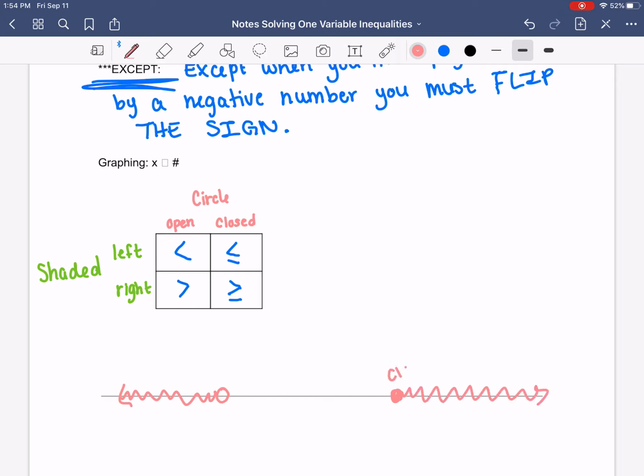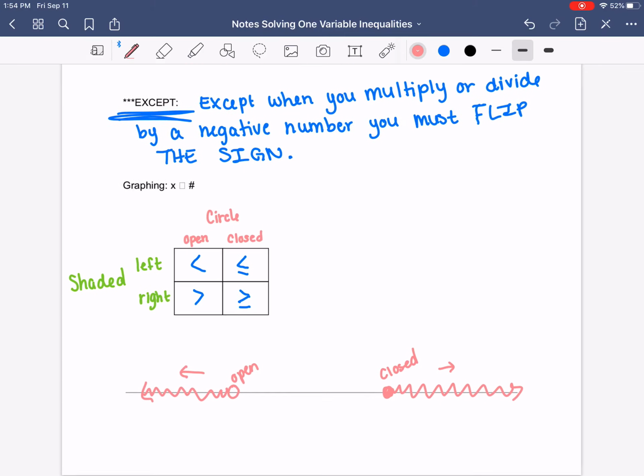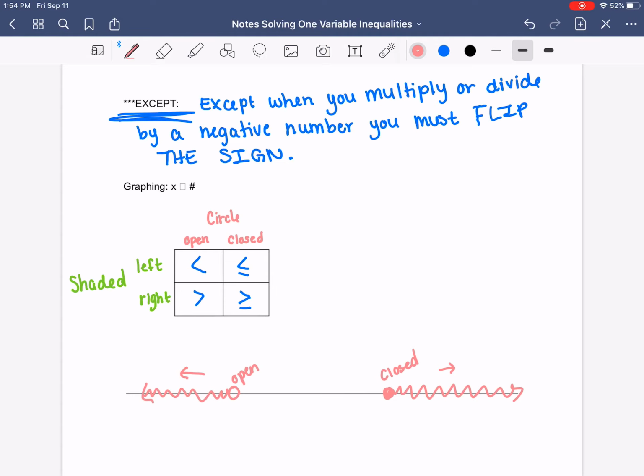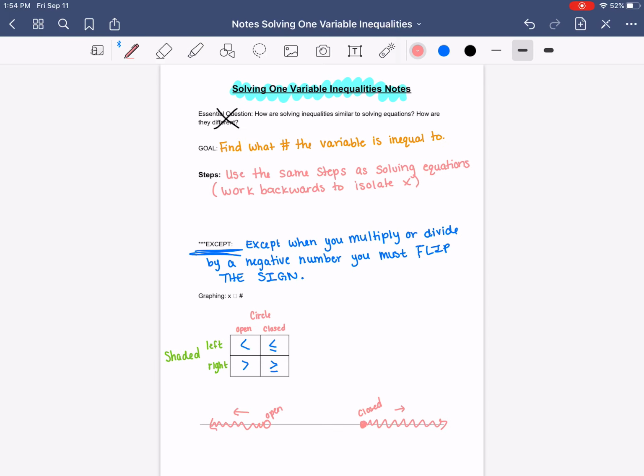Okay, this is a closed circle going to the right, this is an open circle, and this is shaded to the left. So just so you know the difference between an open or closed circle, shaded to the left, shaded to the right. We're going to go ahead and do some examples.